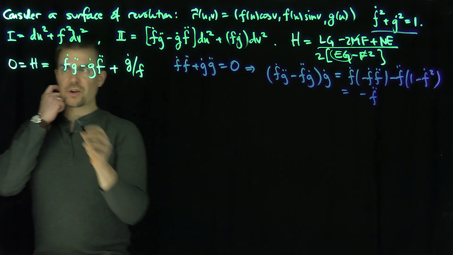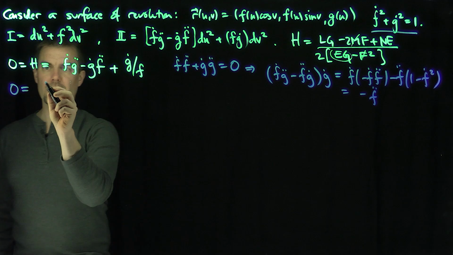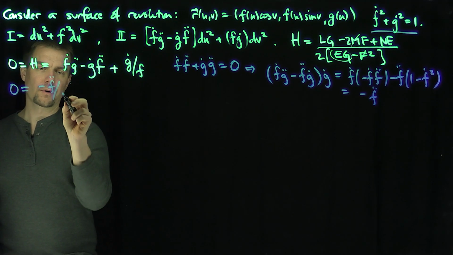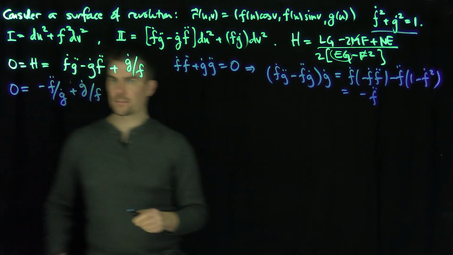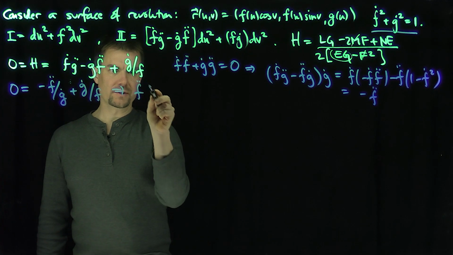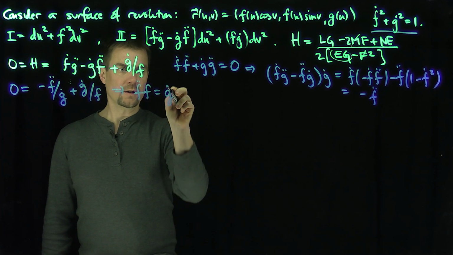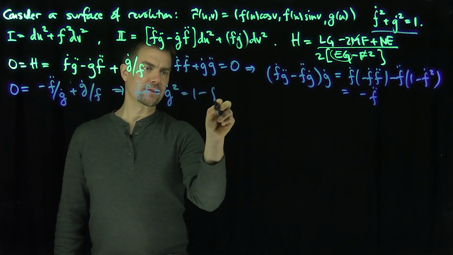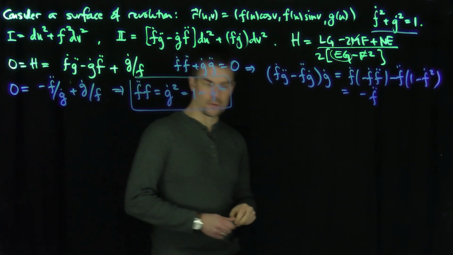So our minimal surface equation now takes the following form. 0 is equal to this expression, which is equal to negative f double dot over g dot plus g dot over f, all right? Which tells me that f double dot f is equal to g dot squared, which is 1 minus f dot squared. And so that is our minimal surface equation for a surface of revolution.